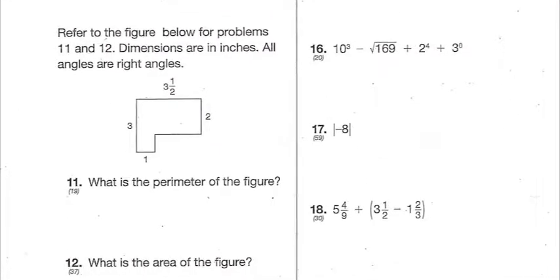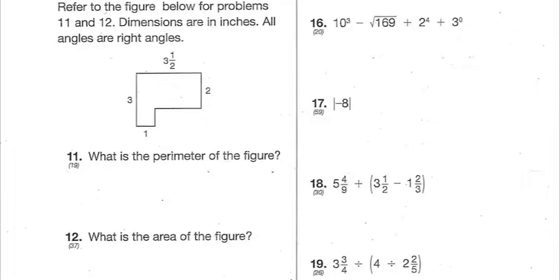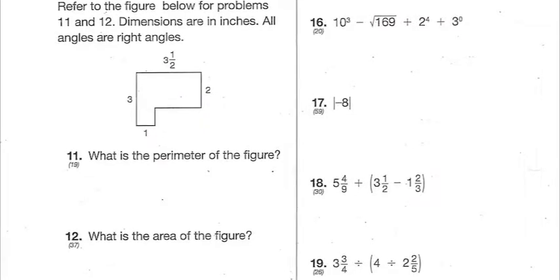Refer to the figure below for problems 11 and 12. Dimensions are in inches, and all angles are right angles. Good to know. Alright, so we're going to section this off first because it's the easiest way to do it. If this is 3 and this is 2, and this is a straight line, that means this little box, I'm going to make 2 rectangles. This little box is 1, so I have a 1 by 1, which is 1, area is length times width.